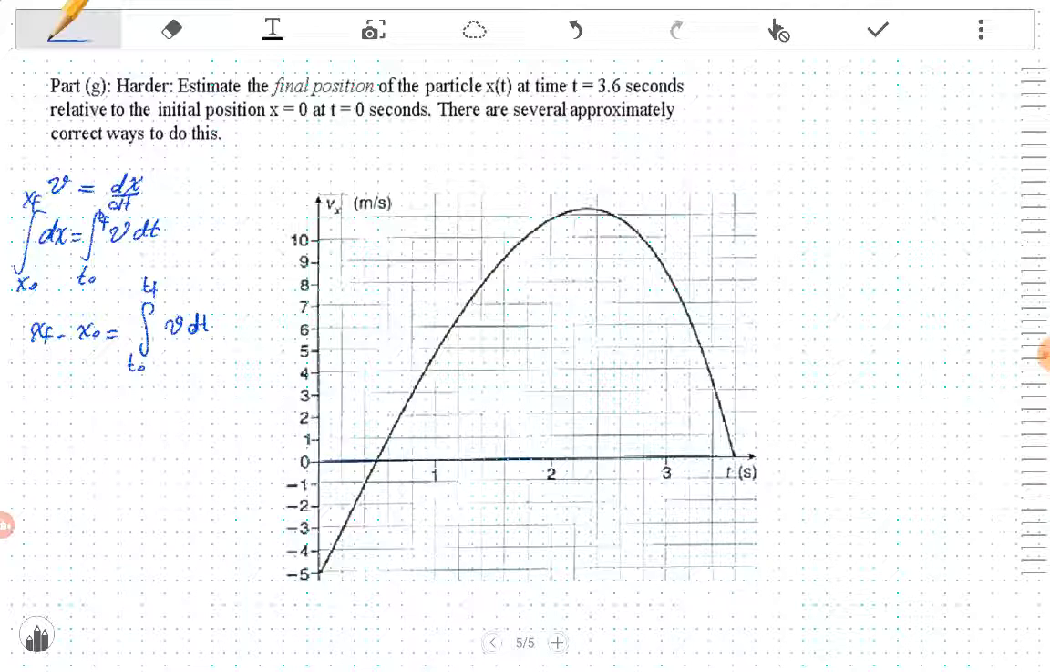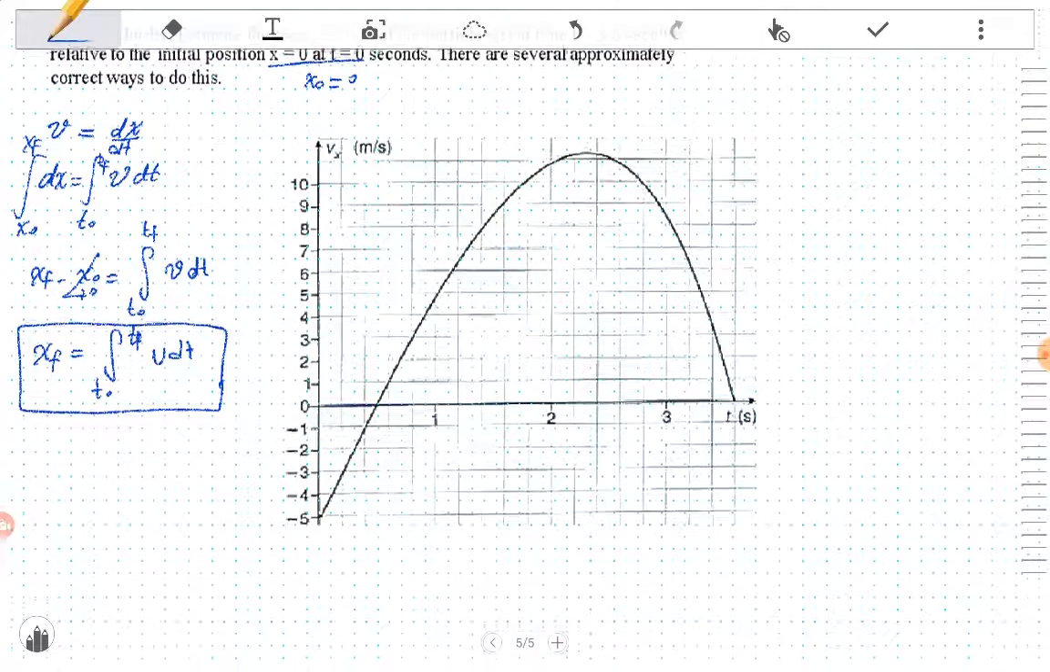And he said here x is equal to 0 at t equals 0. What does it mean? It means x naught is equal to 0. Accordingly, this one will be 0. So the answer, the final position will be equal to the integration from t naught to tf of v dt. So that's the equation for the position that they ask for.